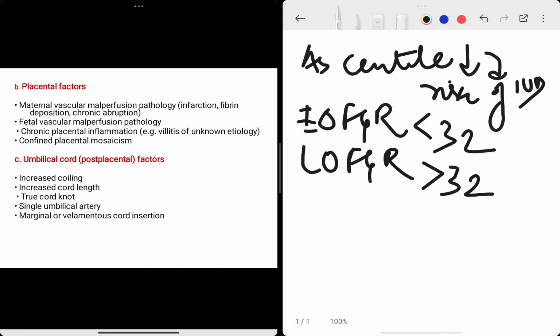Umbilical cord. So in the umbilical cord there can be increased coiling, increased cord length. The normal cord length is 35 centimeters. If the cord length is more than 50 centimeters, then this is abnormal, or if it is less than 15 centimeters, then this is a short umbilical cord, which is also abnormal. Per turn, the coiling can be increased, or there can be so many coils. True cord knot, single umbilical artery, marginal or filamentous cord insertion are the causes that are post-placental in origin.